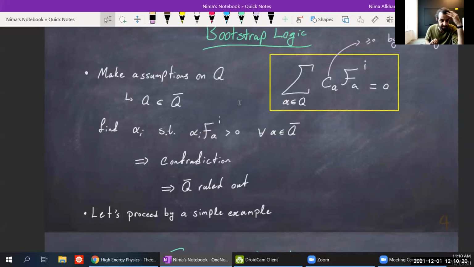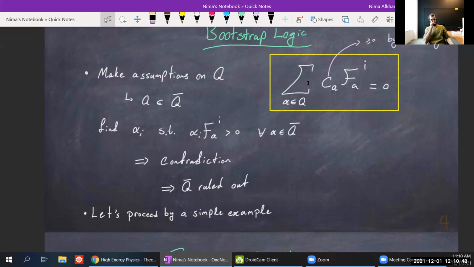If our theory was unitary, the coefficients of the expansion in this yellow boxed equation are positive, so you end up with a contradiction. So the Q bar, which you assumed included all the operators that appeared, will be ruled out, and that's how you typically carve out the space of available CFTs. This is a very standard thing that we all do, as I'm sure you're all familiar with.